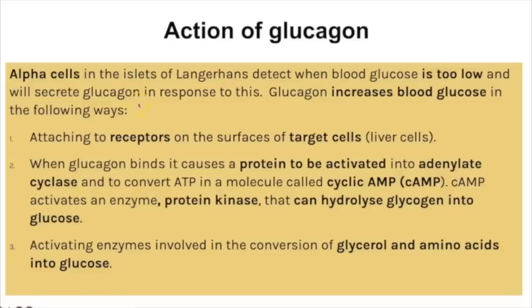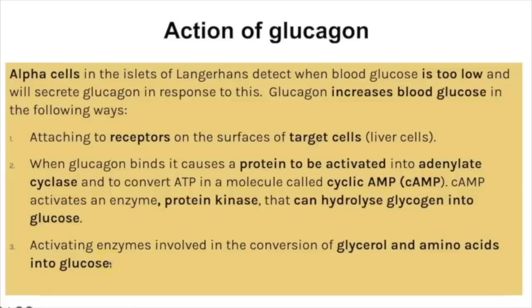The action of glucagon, again, there's 3 different actions. It will attach to the receptors on the target cells, and that would be the liver cells or the muscle cells. And when it binds, it causes the protein to be activated into adenylate cyclase. And this causes ATP to be converted into cyclic AMP. That activates another enzyme, protein kinase, and that can then hydrolyze glycogen into glucose. So that is your second messenger model, how you have these 2 stages of activation of enzymes until we eventually get the hydrolysis of glycogen.